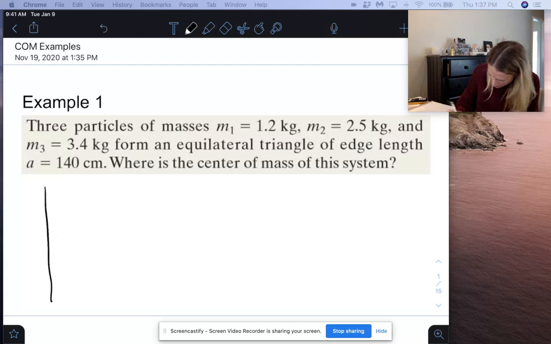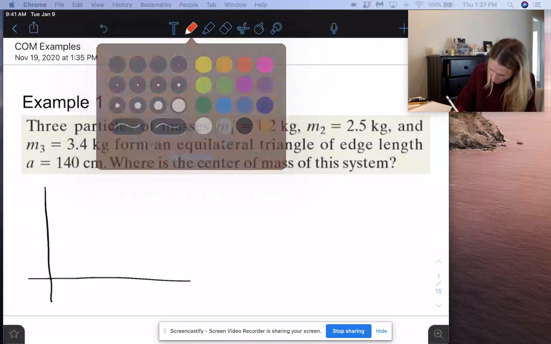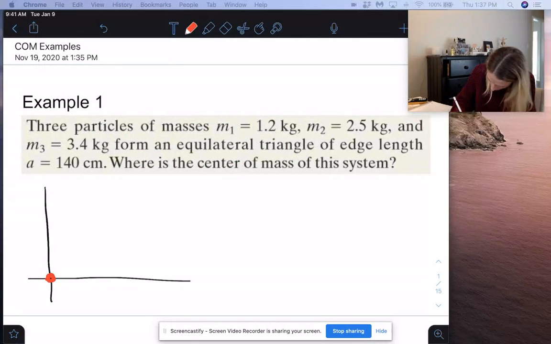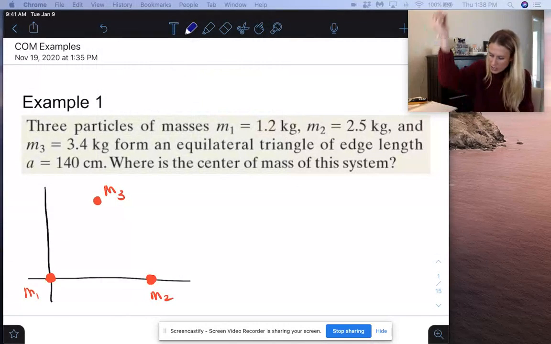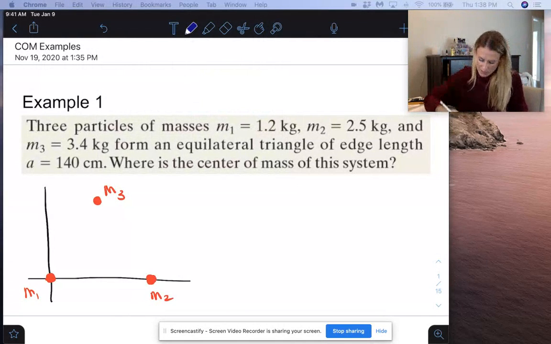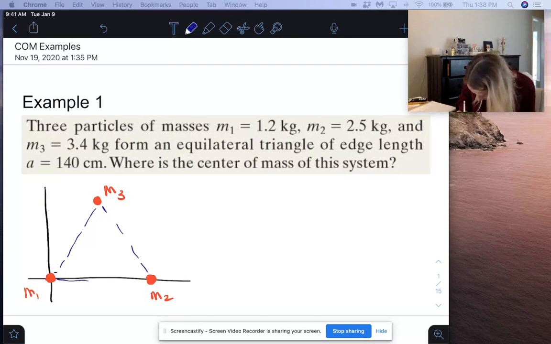So here's our coordinate system. I'm going to put m1 at the origin. So we have m1 here. I'm going to put m2 on that x-axis, and then we'll put m3 up here. Now we know that because this is an equilateral triangle, all of the sides are going to be the same. So all of those are going to be equal to that 140 centimeters or 1.4 meters.